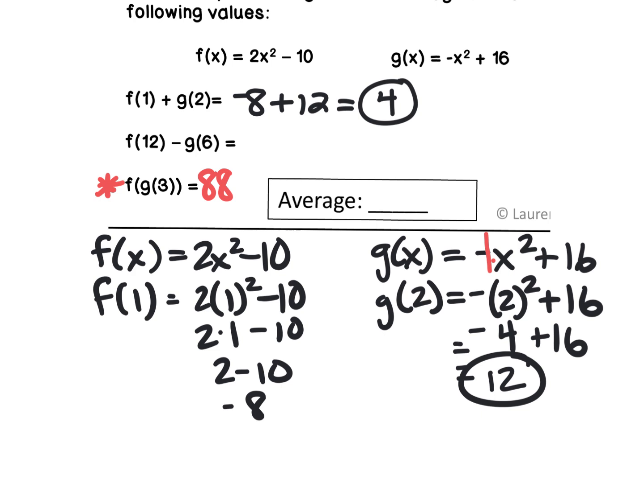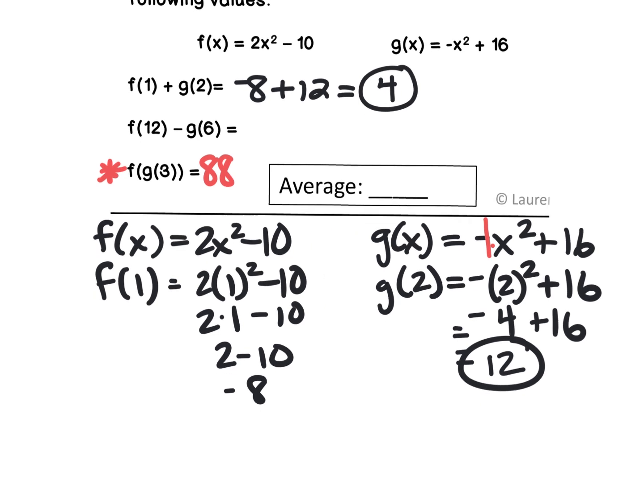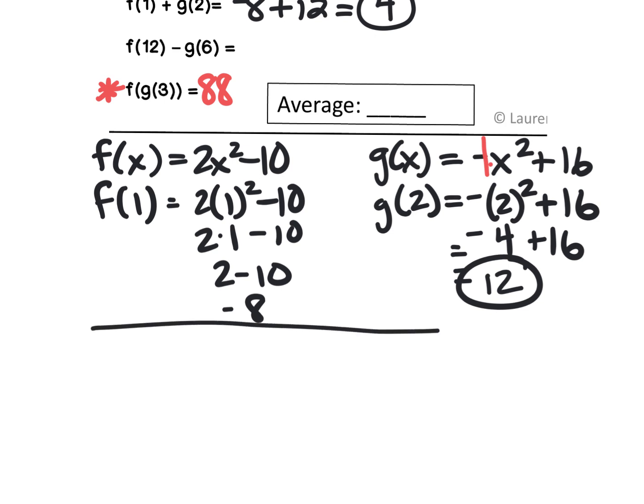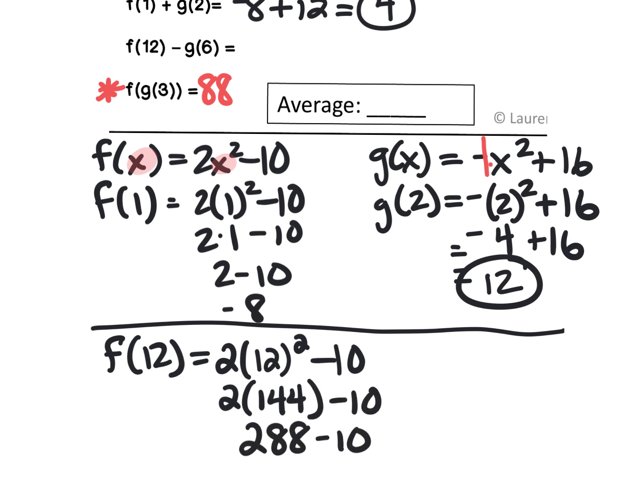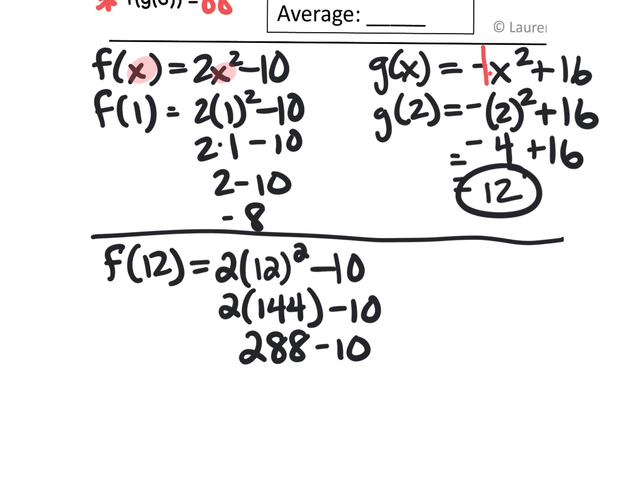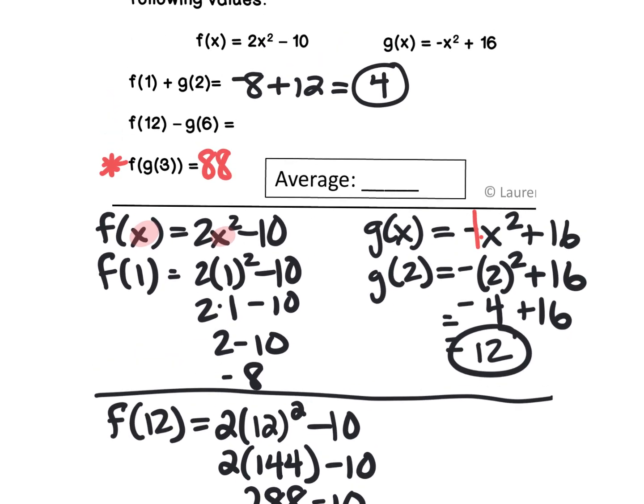That's the first answer. Now I've got to do f of 12 minus f of 6. So f of 12, I'm using the same f of x function, just replacing these x's with 12. So it's going to be 2 times 12 squared minus 10. 12 squared is 144. 2 times 144 is 288. 288 take away 10 is 278. So let me plug that in up here.